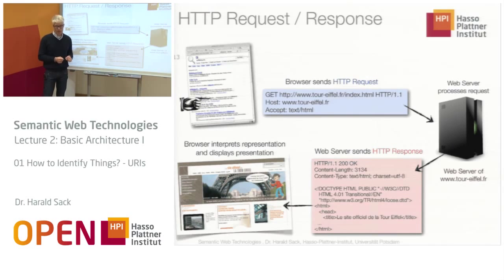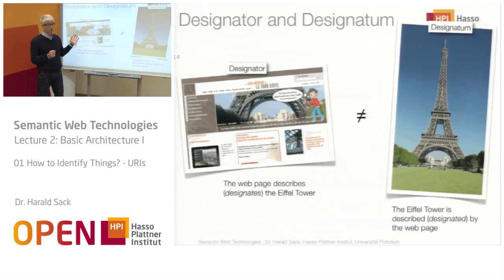of this web page. But, of course, you know that the presentation, the so-called designator of the web page or of the Eiffel Tower, is of course not the Eiffel Tower itself. It's not the real object. So there's a difference between the real object, which is the thing that is designated, the so-called designatum, and the thing that represents the real object, the designator. But as we have already seen in the example with the apple, we can talk about the Eiffel Tower simply with the help of a representation that we have here also on the web.